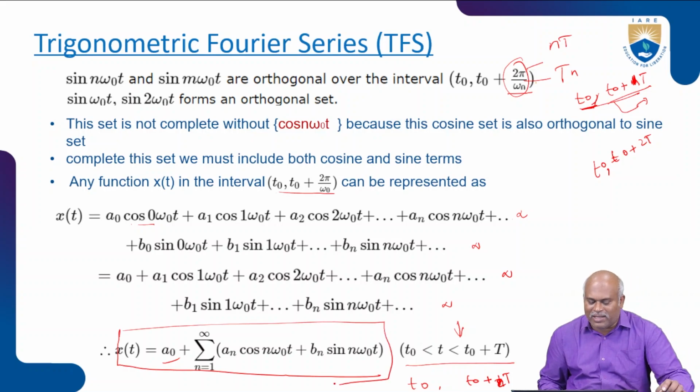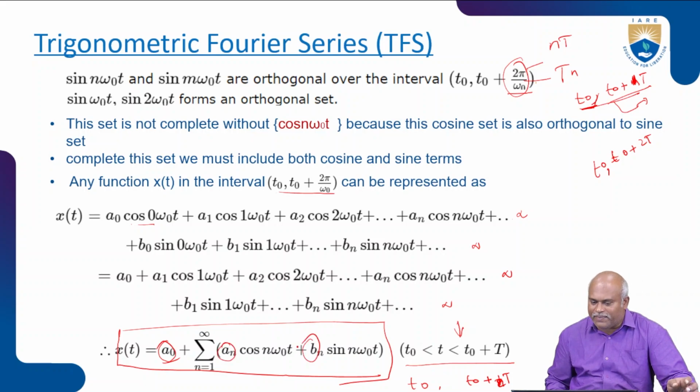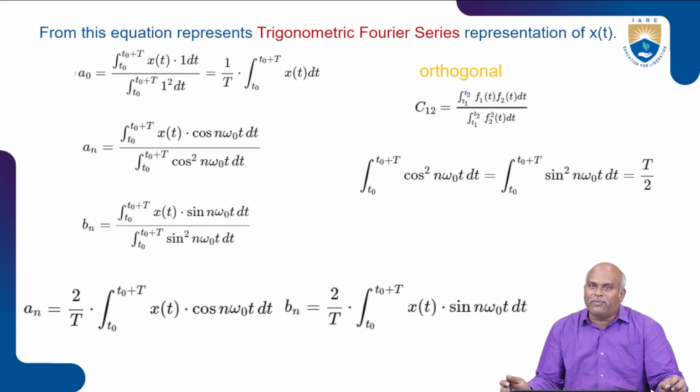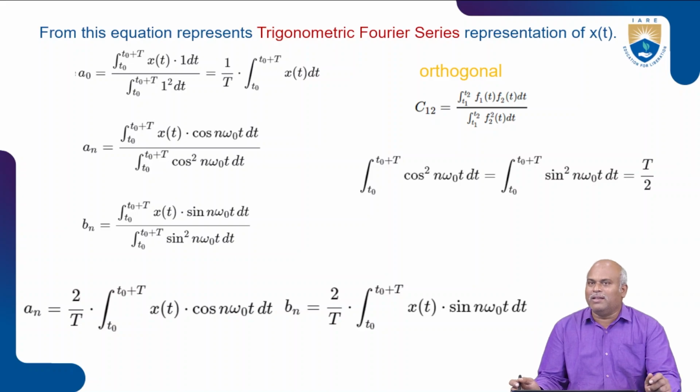This trigonometric Fourier series has the coefficients a0, an, bn. So we need to find them. To find the trigonometric Fourier series coefficients, you must know what orthogonal is. We studied orthogonality in the first module.